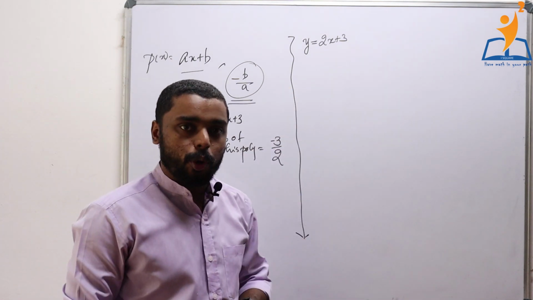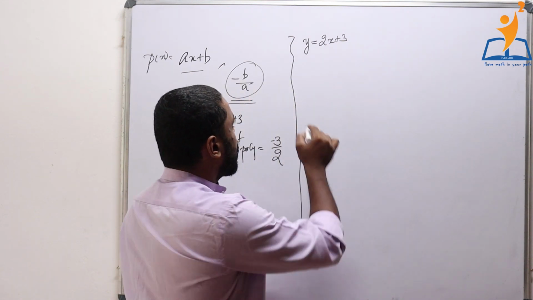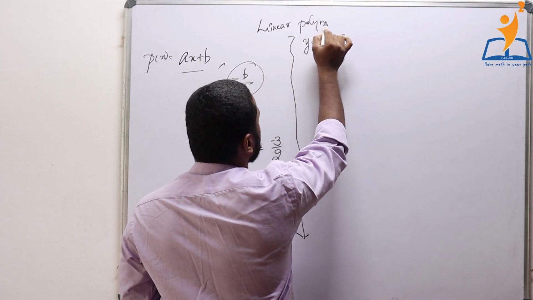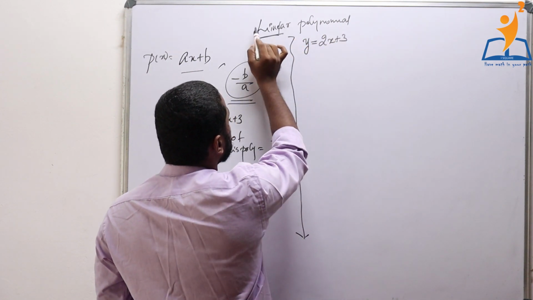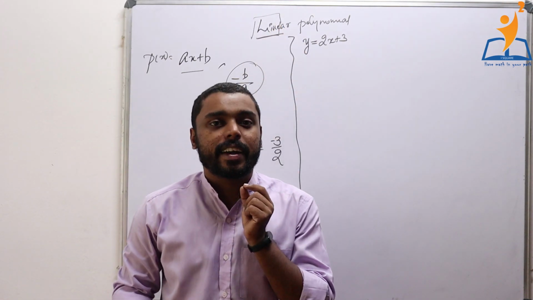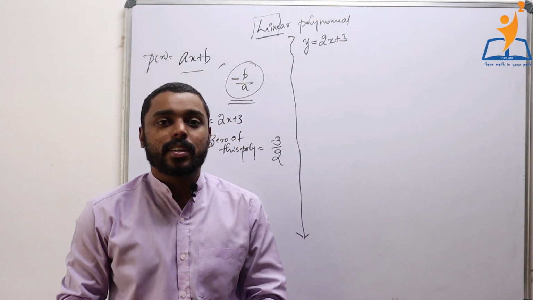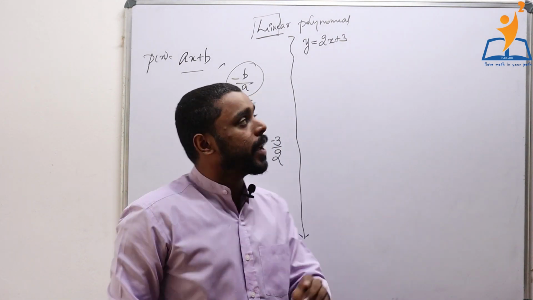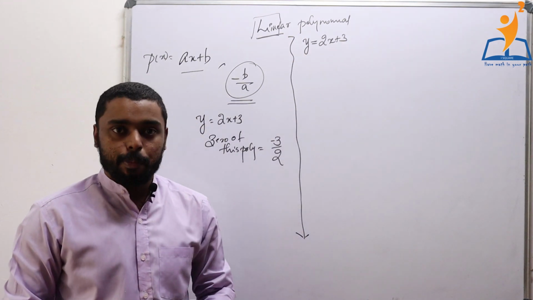Since it is a linear polynomial, of course we know that the graph will be a straight line. See, this polynomial is named a linear polynomial, right? And in linear, the first word is line, which means that for any linear polynomial the graph will be a straight line. So always keep in mind that for any linear polynomial the graph will definitely be a straight line. So the graph of this function will also be a straight line. Now we can plot the graph.